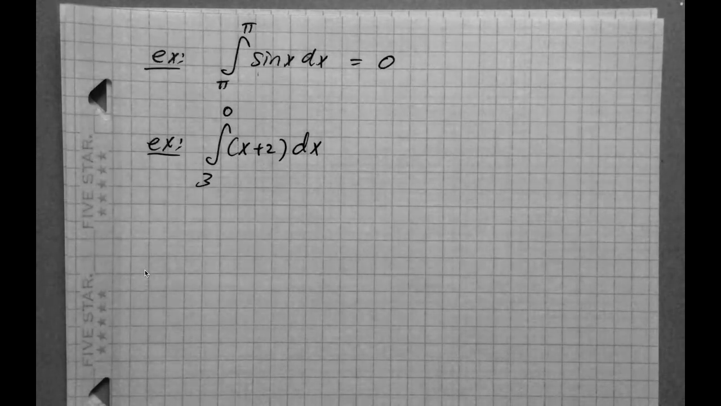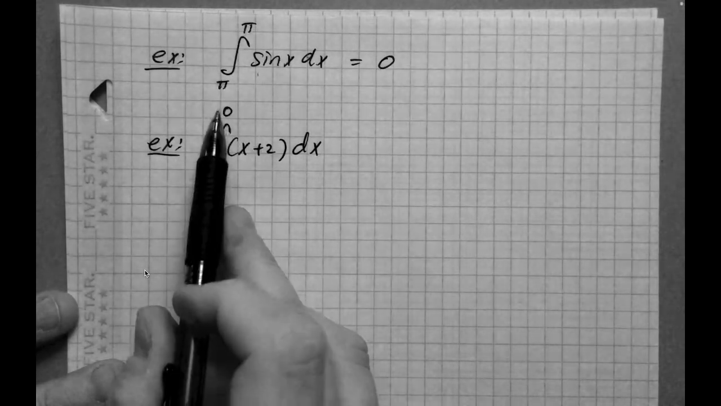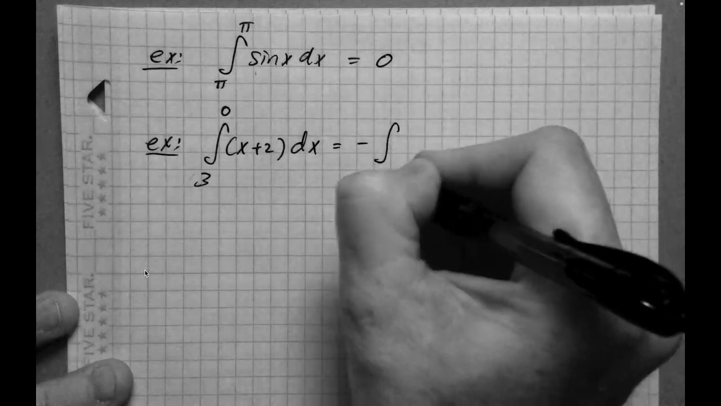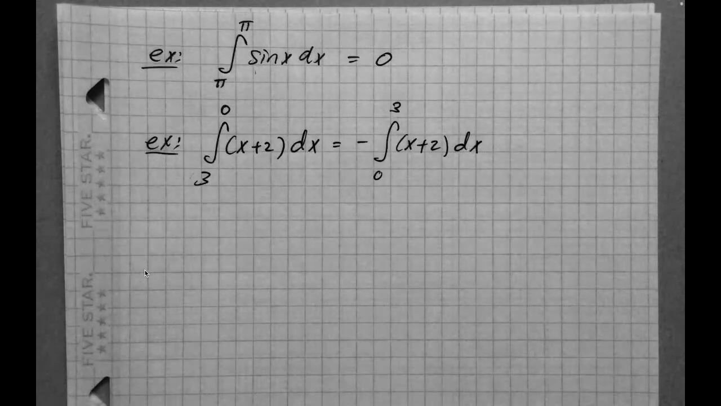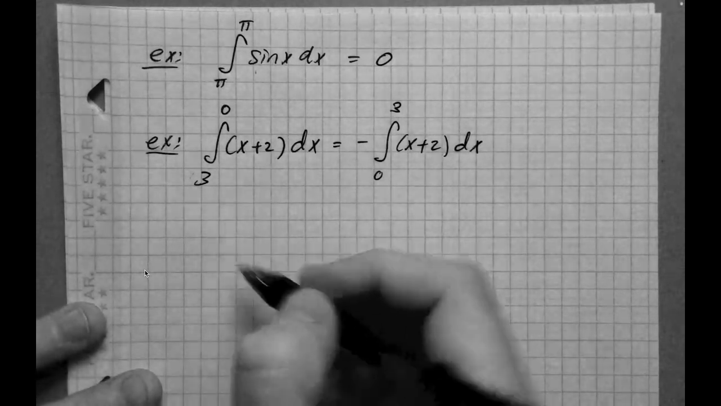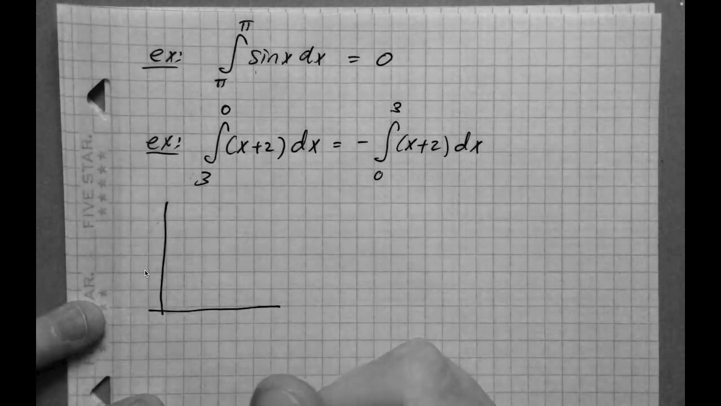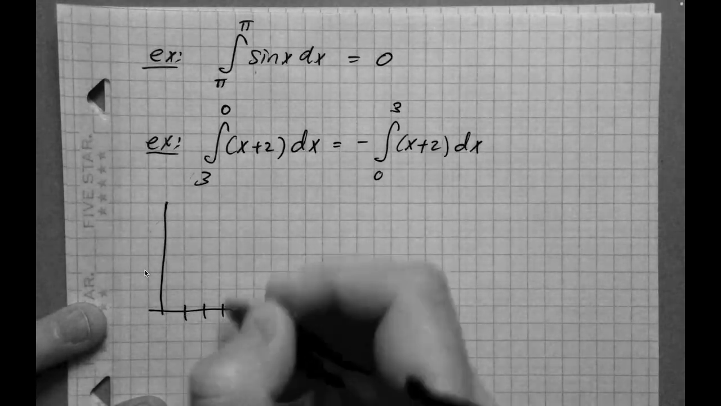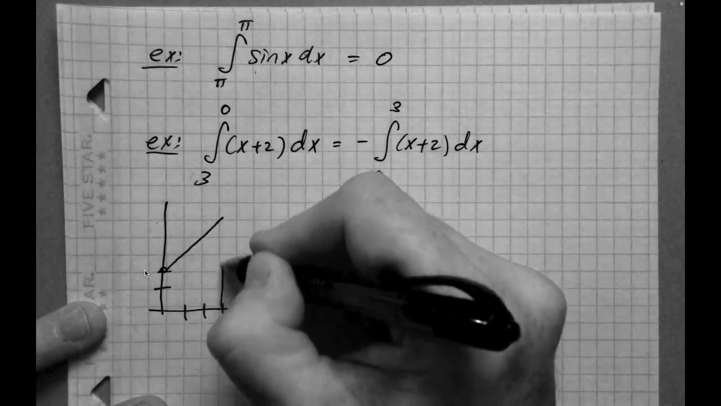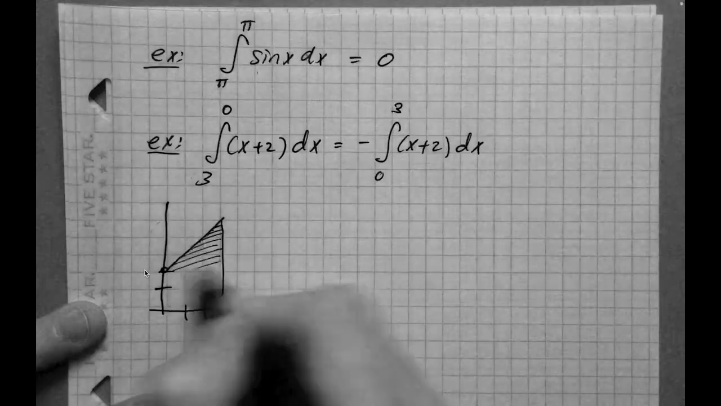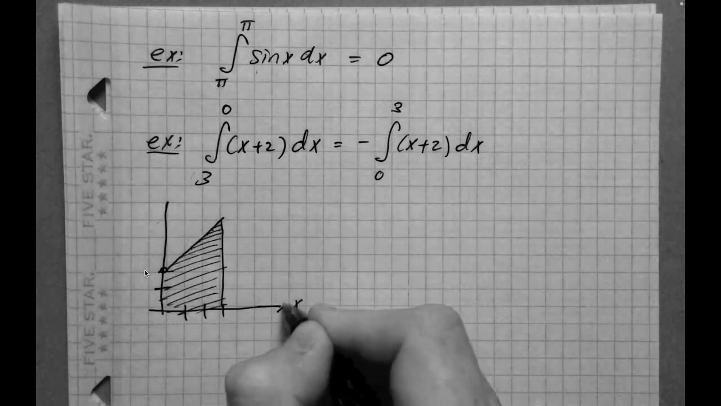Okay, what about the integral from 3 up to 0 of x plus 2 dx? Okay, so this one, your lower bound is further out on the real number line than your upper bound, so this would be equal to negative integral from 0 to 3 of x plus 2 dx. Now, we didn't actually figure this one out, but this is that trapezoid, isn't it? This would be that trapezoid that looks like this. Can we figure out what this area is?